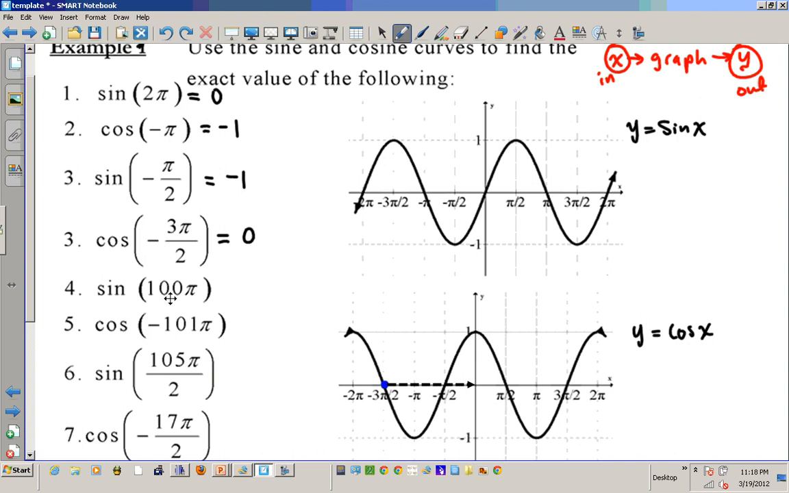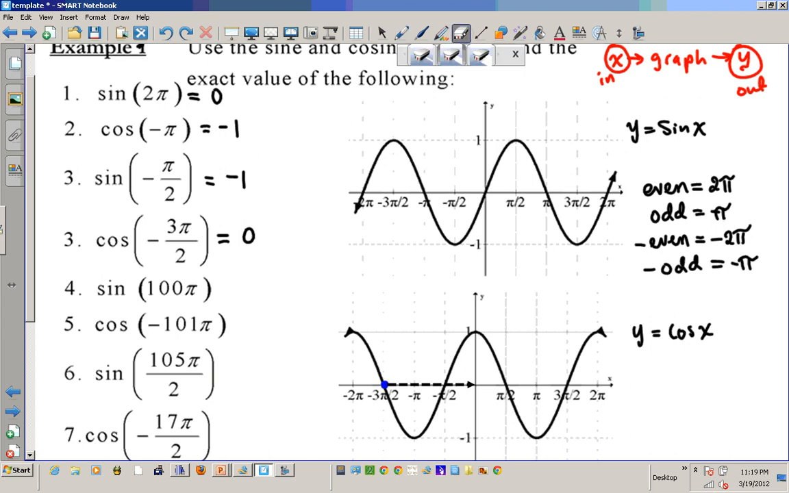Alright, sine of 100 pi. Clearly there is no 100 here, but this graph is periodic when we look at the odd or even nature of the inputs. Since we have 100 pi, remember, if the input is even, it's coterminal with 2 pi. If it's odd, it's coterminal with pi. If it's a negative even number, it's coterminal with negative 2 pi. And if it's a negative odd number, it's coterminal with negative pi. So there go your possible outputs.